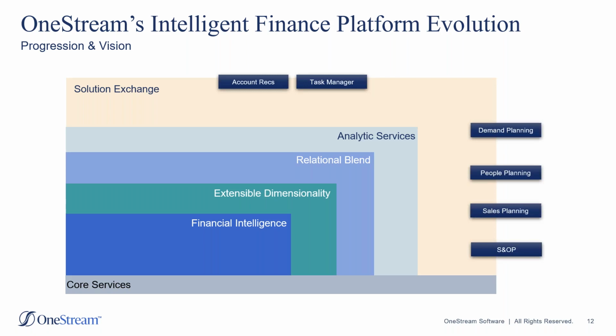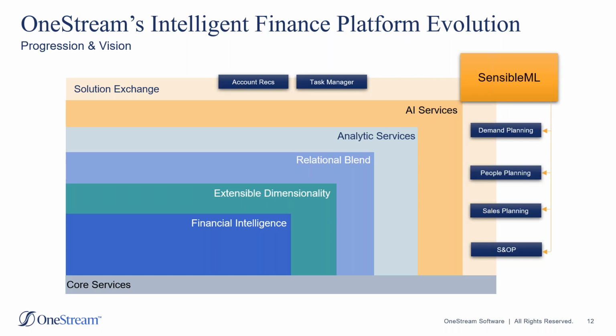And then on top of that, we've built our solution exchange to make the performance management journey more extensible by being able to add in things like account recs, task manager, and specialty planning solutions. And then lastly, the most recent development is us bringing on an AI services layer to allow us to do the level of analytics where we can bring in an AI solution to do time series forecasting that works with all of the various planning solutions on the platform.